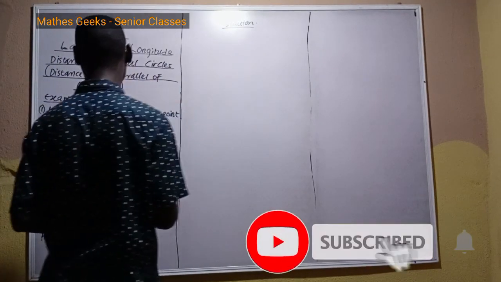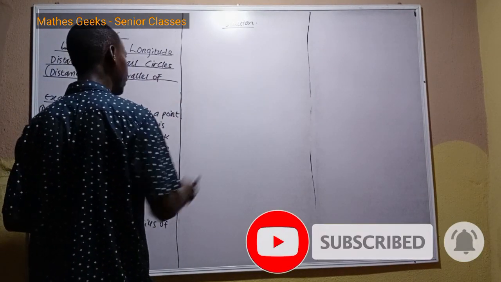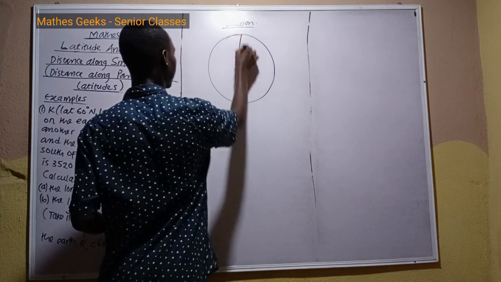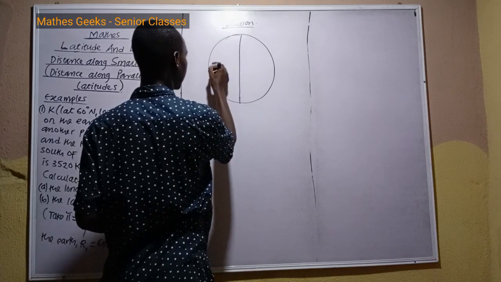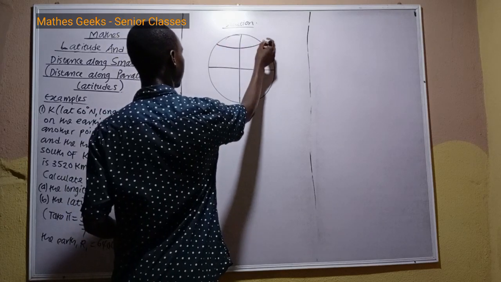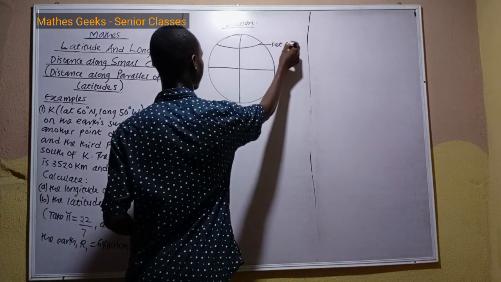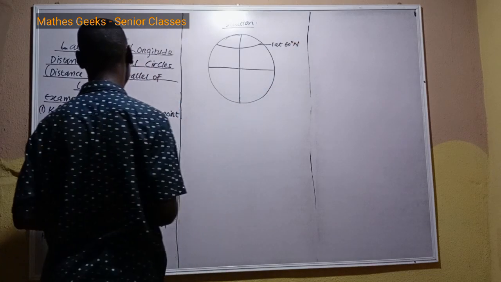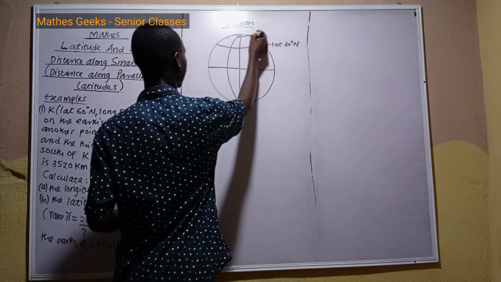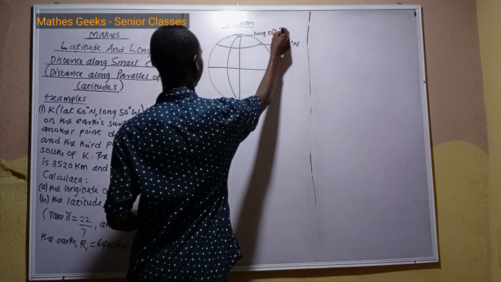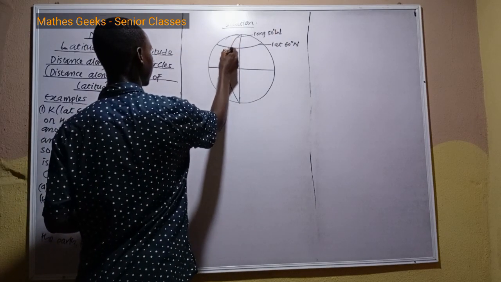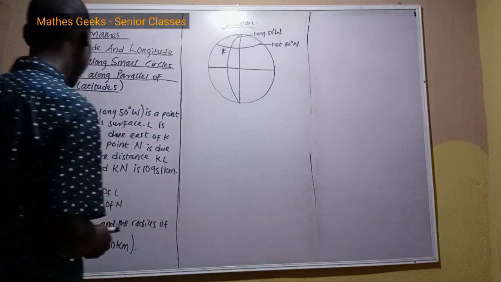K, latitude 60 degrees north, longitude 50 degrees west. So K is latitude 60 degrees north, and longitude 50 degrees west. So this point K, and it's a point on the Earth's surface.